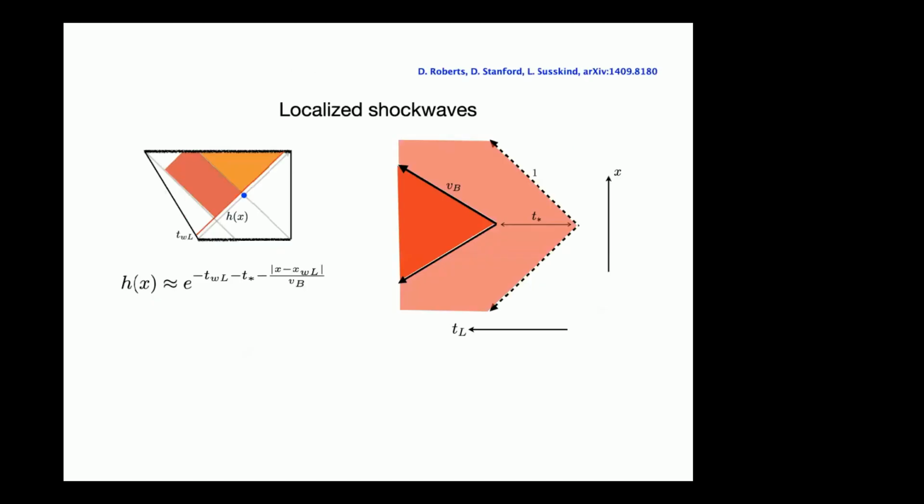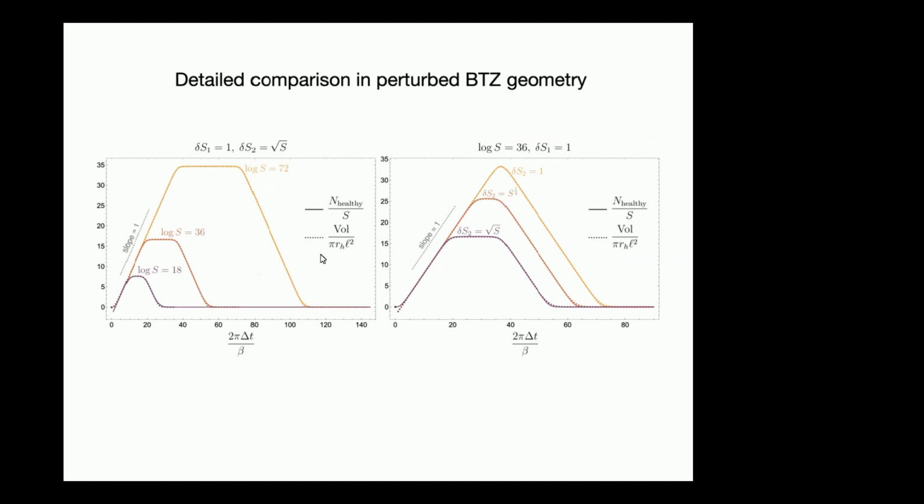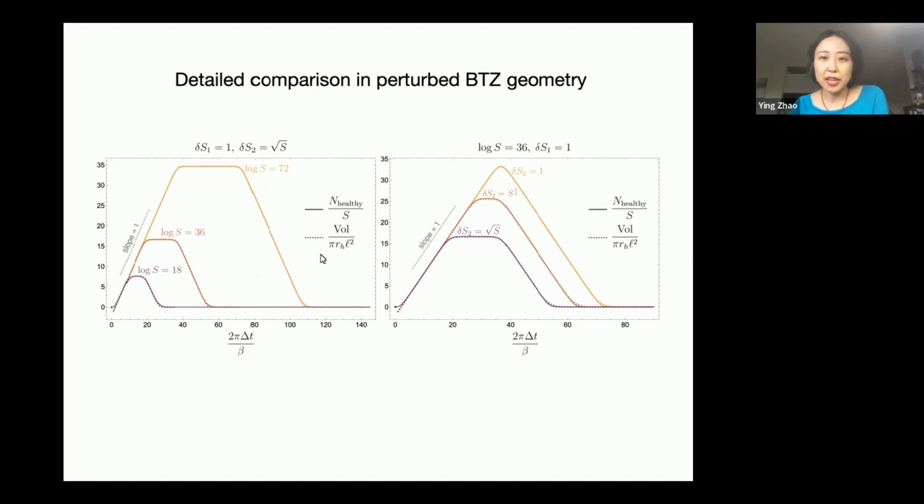Sorry, can I ask a question? Go ahead. So what is the solid line in that plot? The dotted line seems to be a volume, but what is the solid line? The solid line is circuit analysis. It's the number of healthy gates in the overlap region.